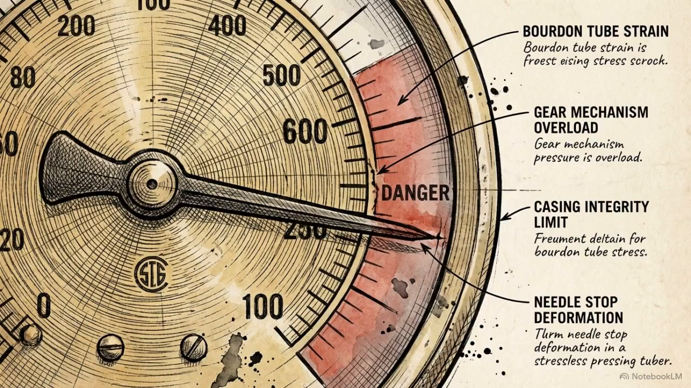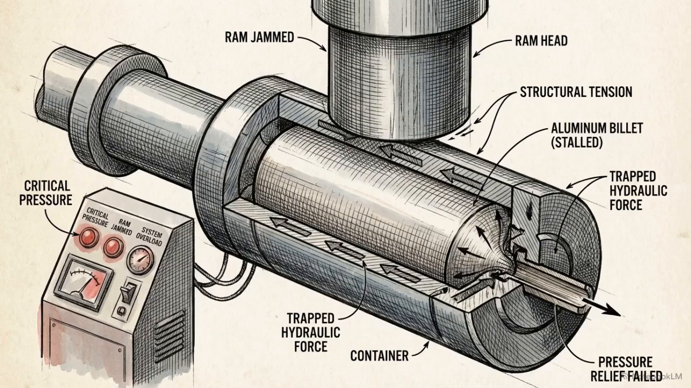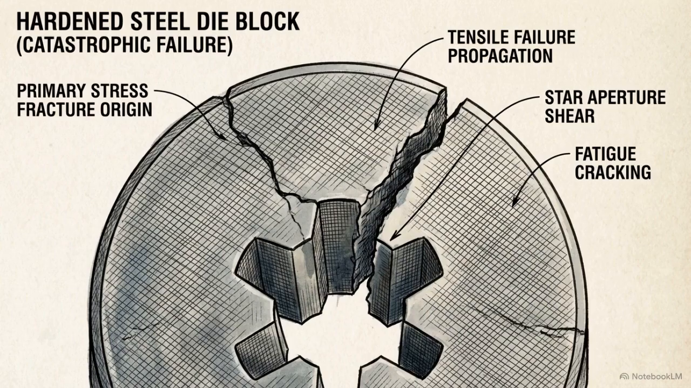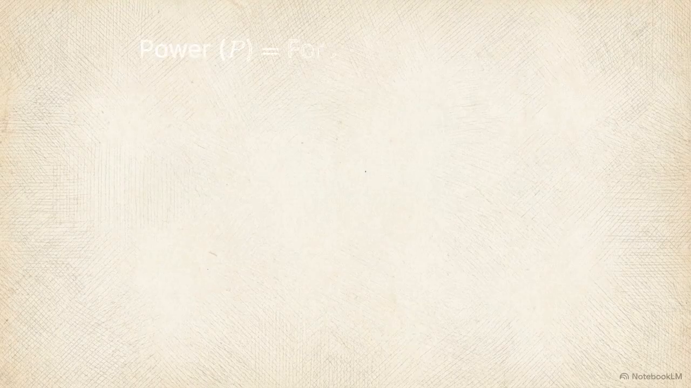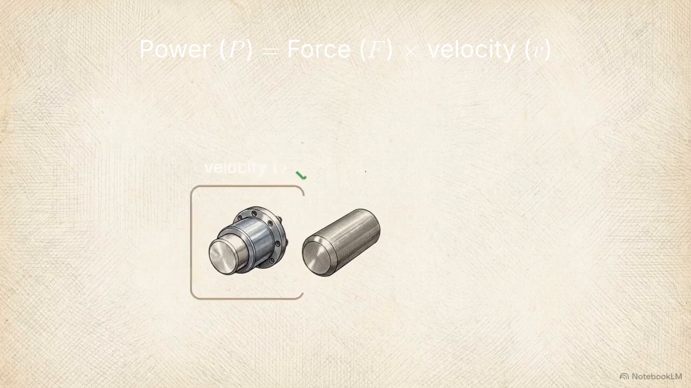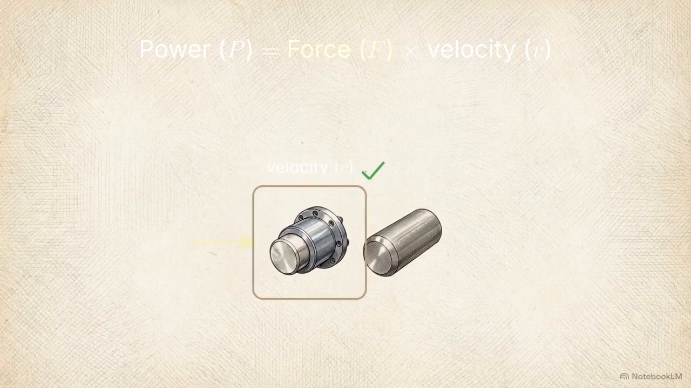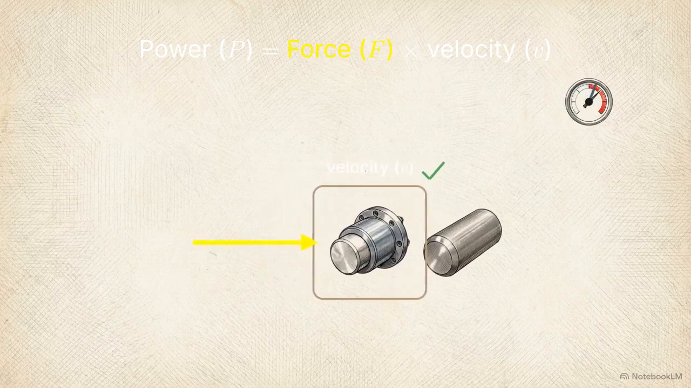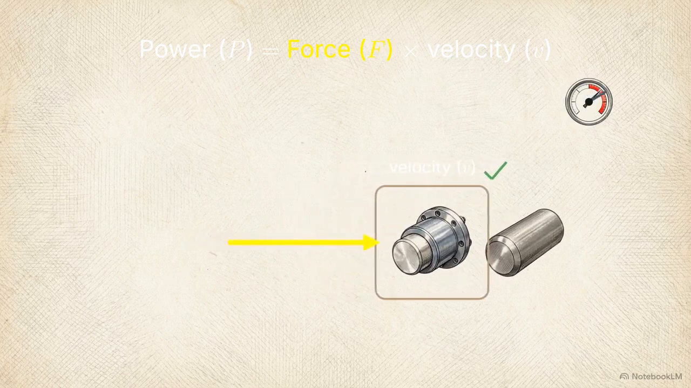Managing this pressure is a high-stakes engineering problem. If the required force is underestimated, the machine stalls against the solid billet. If it is overestimated, the resulting stress can destroy the hardened steel tooling. We define the mechanical power required to run the process as power equals force times velocity. Since velocity is a fixed production target, predicting the required force becomes the central challenge.